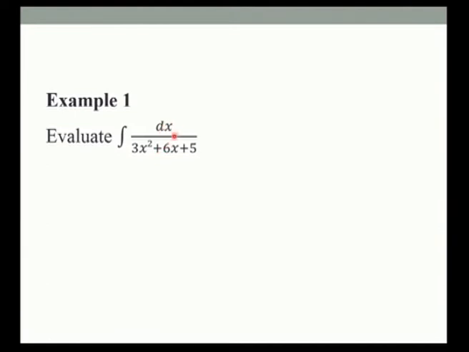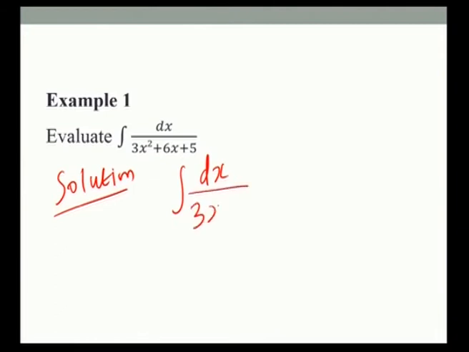This comes under the form 1 by quadratic. Let us see how the solution to this integration can be obtained. The given integration is integral of dx over 3x square plus 6x plus 5.